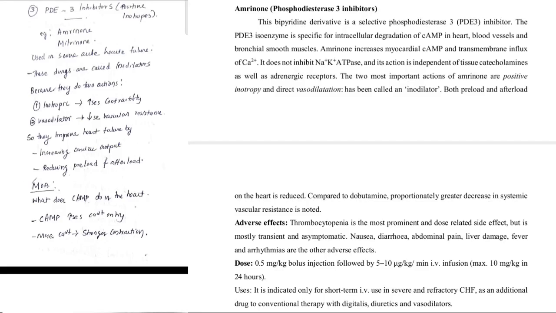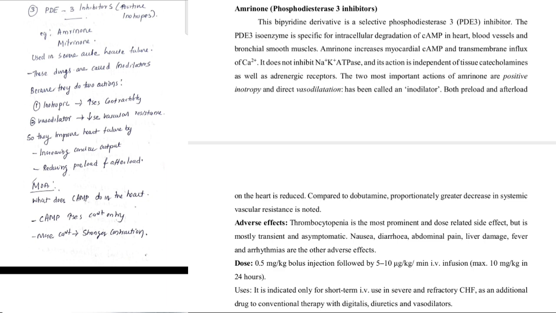In today's video, we are going to see the continuation of drugs used in CHF. Last lecture, we had discussed the beta adrenergic agonists. In today's video, we are going to discuss the third classification of positive inotropic drugs, that is PDE3 inhibitors. These PDE3 inhibitors are called positive inotropes. Okay, and we have the examples here, Amrinone and Milrinone.